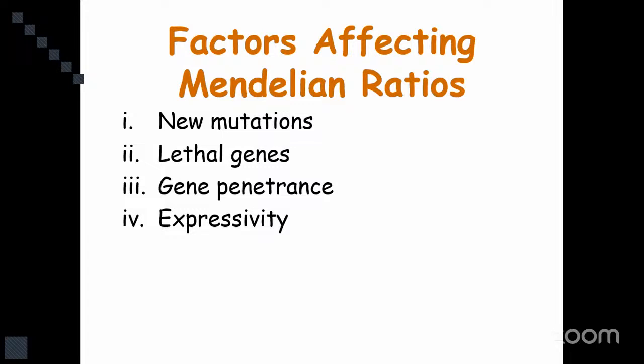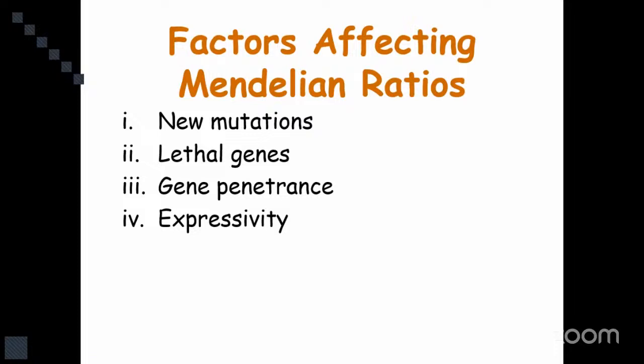So technically speaking, depending on whether you are dealing with one particular trait, two traits, or three traits, you are going to have different kinds of ratios. They are simply called Mendelian ratios. Now, if you take your time to look at this slide, you'll appreciate that quite a number of things will actually affect those ratios we are talking about. Some of those things are listed here.